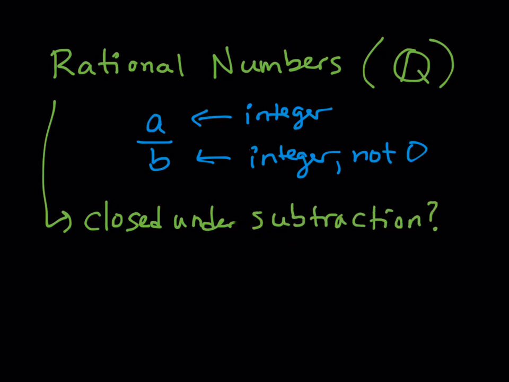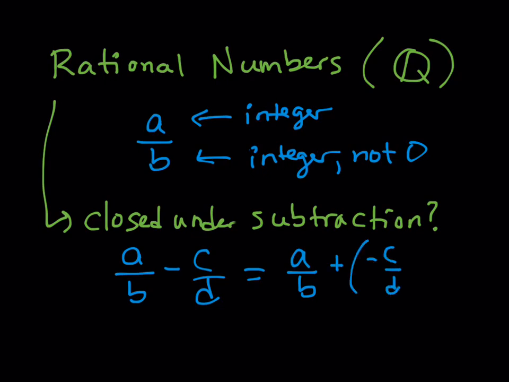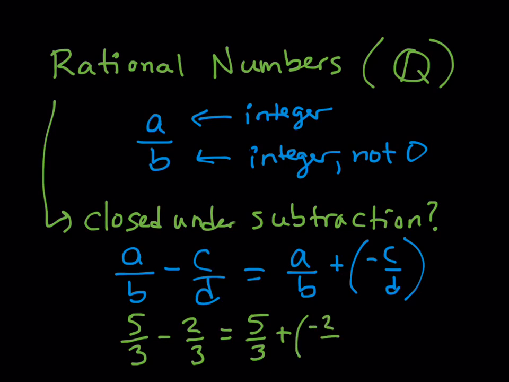What about subtraction? Are the rational numbers closed under subtraction? Well, now that we know that they're closed under addition, it's pretty quick to show that yes, they are closed under subtraction. So if I think about subtracting two rational numbers, notice that I can just rewrite this as an addition problem. So I would think of this as that first rational number a over b plus negative c over d. All right? Or in other words, if I had something like 5/3 minus 2/3, I can really think of this as 5/3 plus negative 2/3.